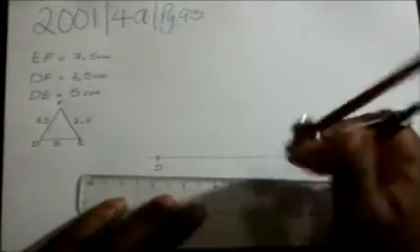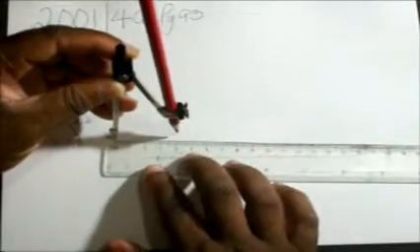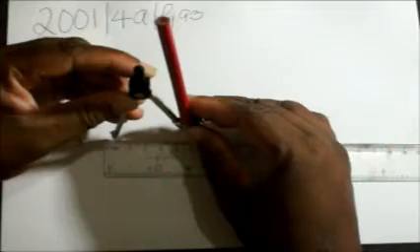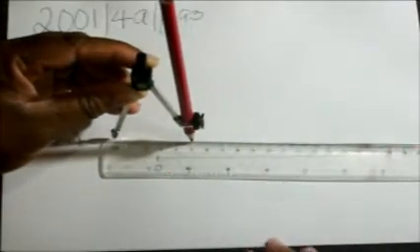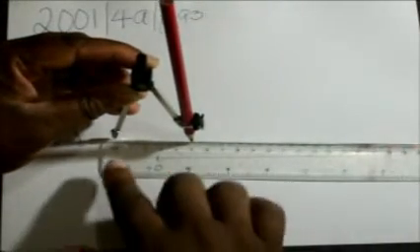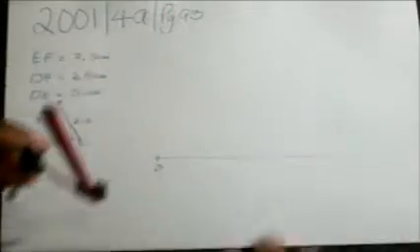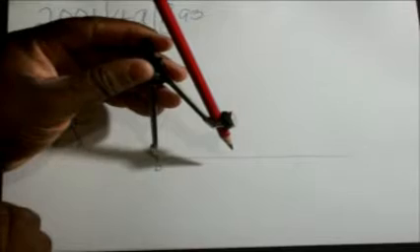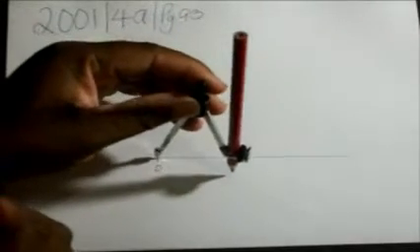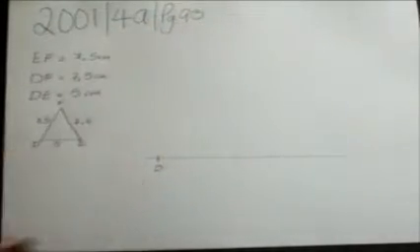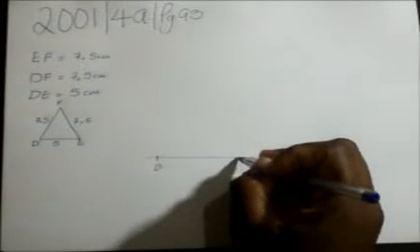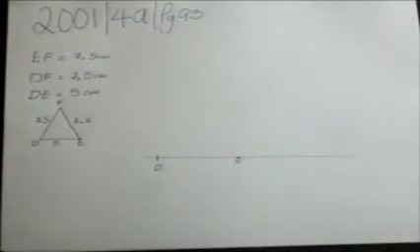I then open my compass to a radius of 5 centimeters. Alright, there it is, 5 centimeters, starting from 0 to 5. Then using D as center, I'm going to scribe an arc to cut the line. Where it cuts the line, that is going to be my point E. E being 5 centimeters from D.